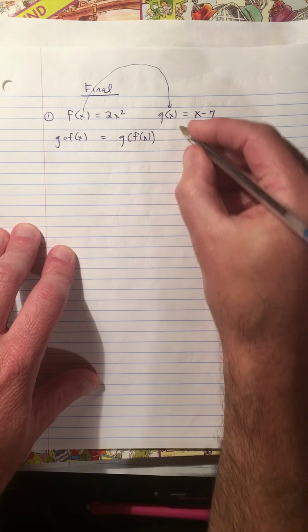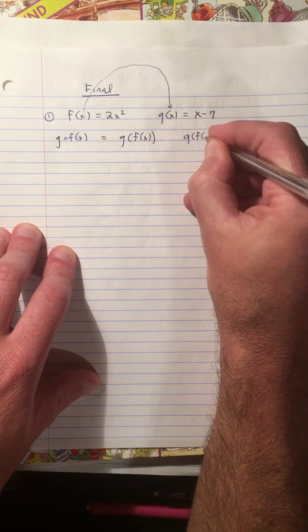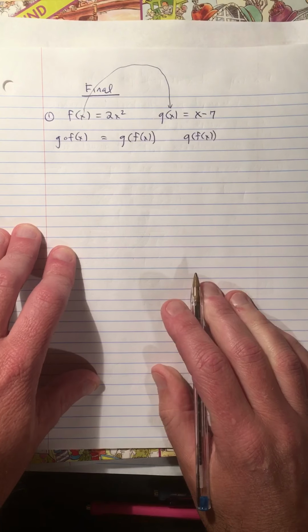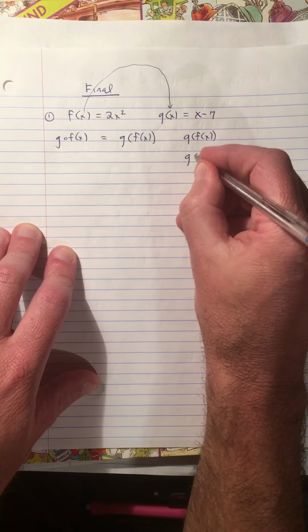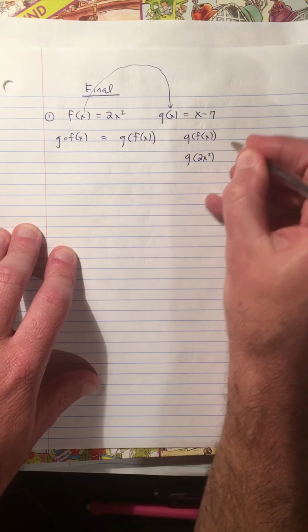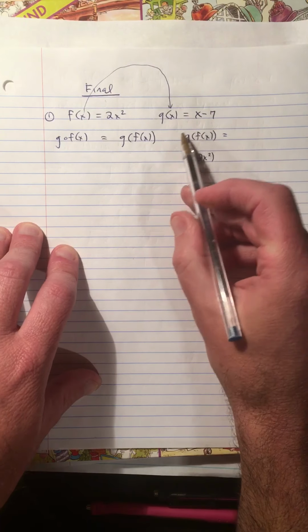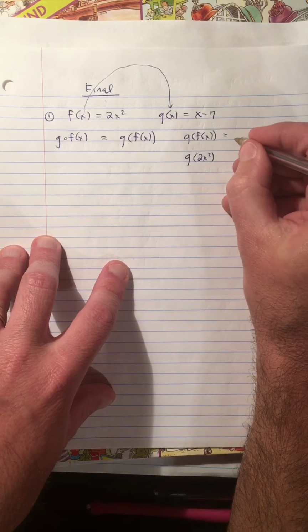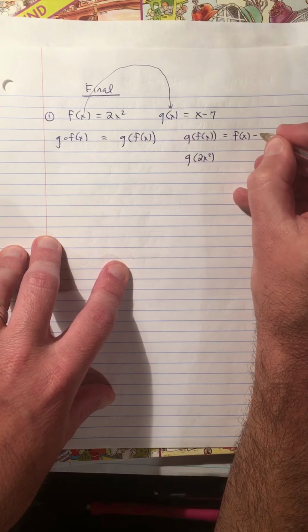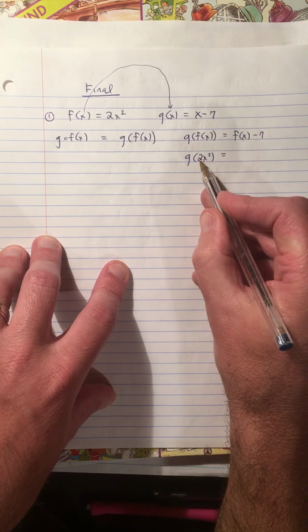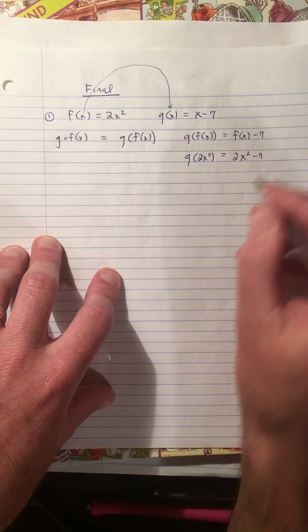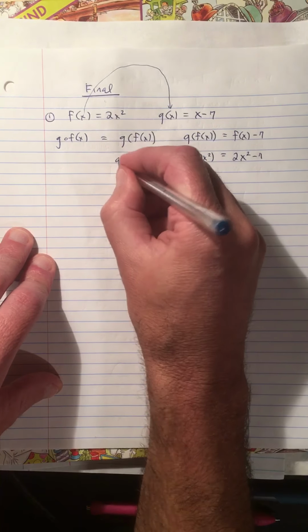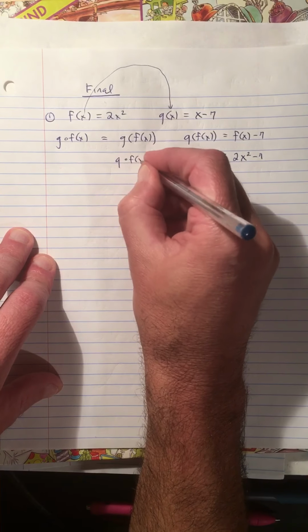Okay? So g of f of x, what is f of x? It's 2x squared. That's g of 2x squared. So if you put f of x in here, you get f of x minus 7. What is f of x? It's 2x squared. So 2x squared minus 7. That's g of f of x.